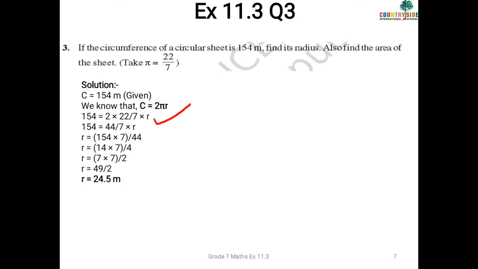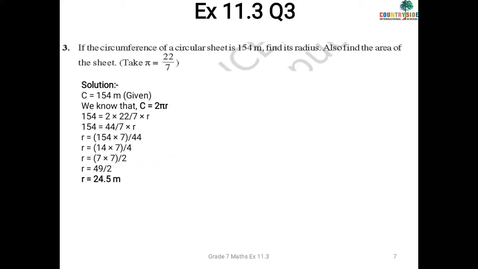Now this 7 is in division, so it will change into multiplication. So r equals 154 into 7 divided by 44. Now 11 fours are 44 and 11 fourteens are 154. So r equals 14 into 7 divided by 4. Now 2 twos are 4 and 2 sevens are 14. So r equals 7 into 7 divided by 2. 7 into 7 is 49, divided by 2, and 49 divided by 2 is 24.5 meter.